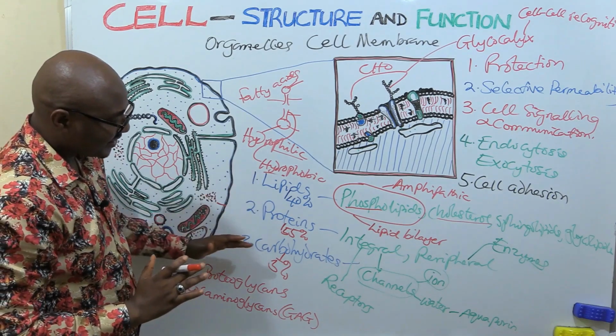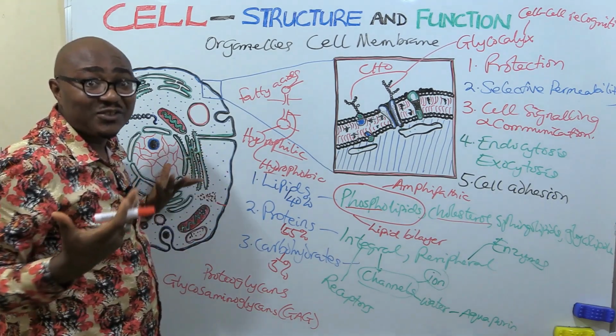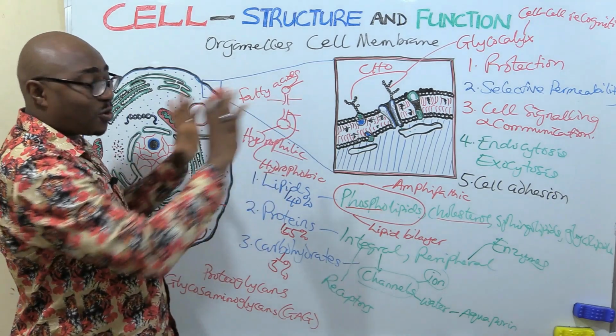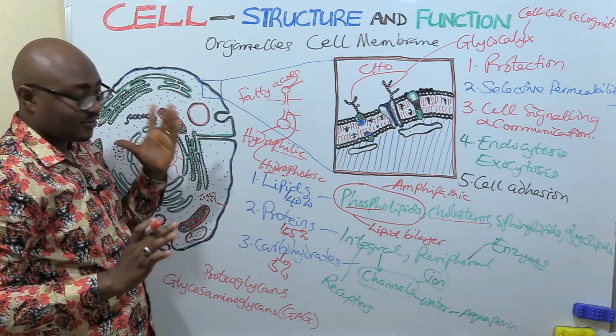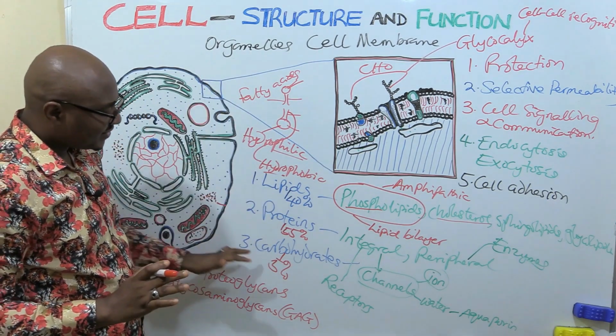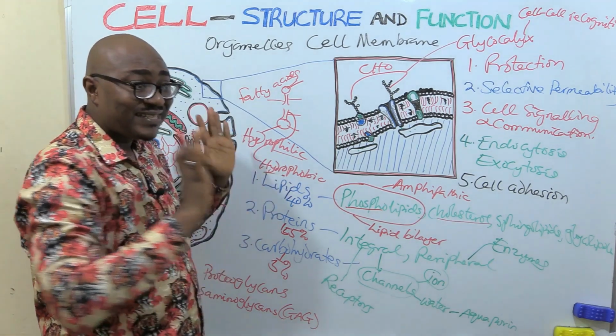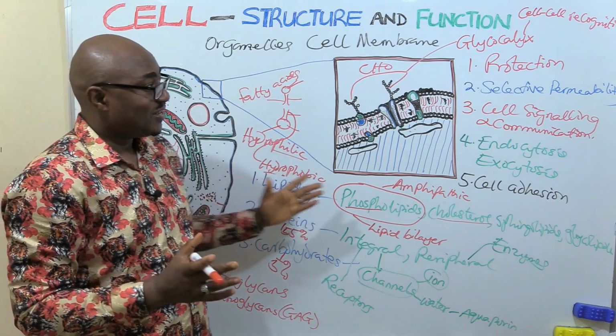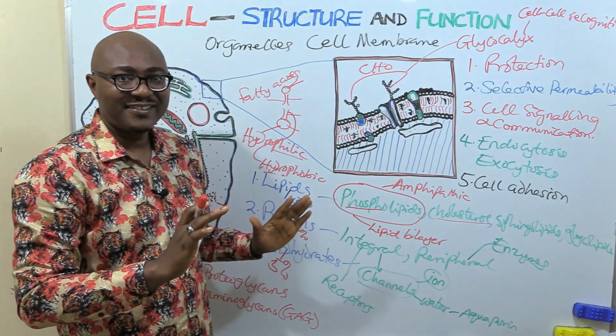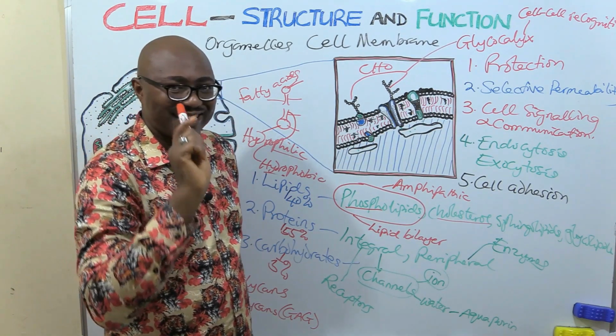Lipids, proteins, carbohydrates. As in the normal classes of food, those are the things that make up the cell. Proteins are the highest, followed by lipids, then carbohydrates. All right, so this is the basic thing you need to know about the cell membrane with all these functions that we've mentioned. We're going to see you in the next lecture.